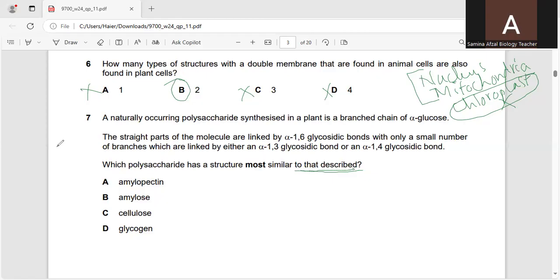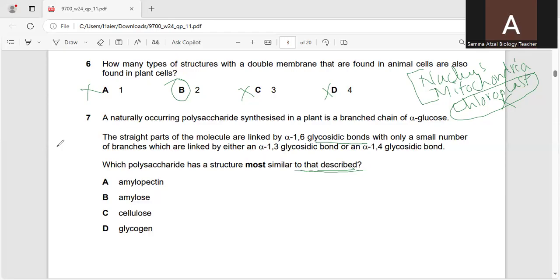Glycosidic bonds are formed by the condensation reaction. When a water molecule is removed, condensation reactions take place, and as a result of condensation reactions, the glycosidic bonds are formed. The different types are amylopectin, amylose, cellulose, and glycogen.